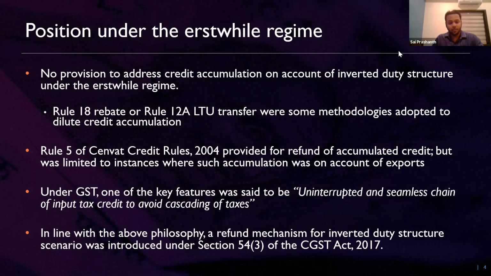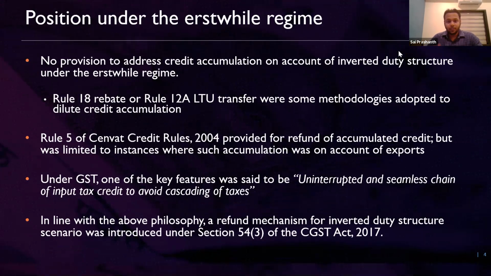So what happened now? Under GST, one of the key features was said to be an uninterrupted and seamless chain of input tax credit to avoid cascading of taxes. If we see the discussion papers and the GST Council meetings, all of them use this catchphrase, where they kept saying that we want everything to be seamless and we don't want any person to suffer because of accumulation. So keeping this philosophy in mind, when GST was introduced in 2017, a refund mechanism for inverted duty structure was introduced under Section 54(3) of the CGST Act.